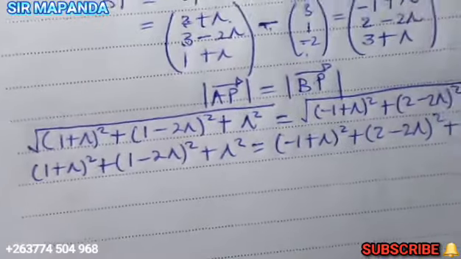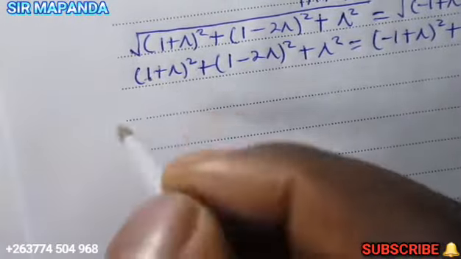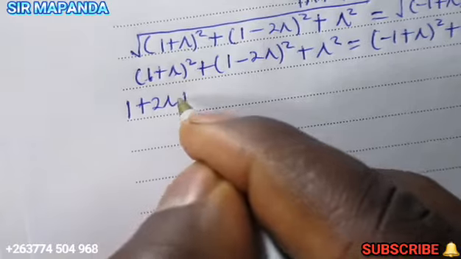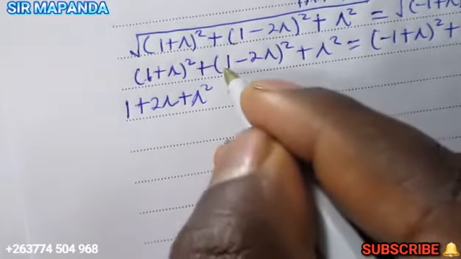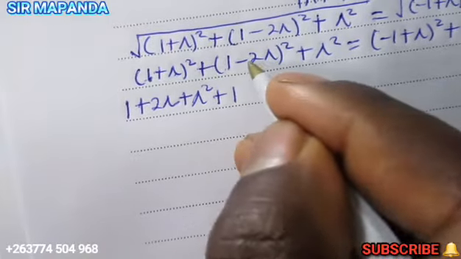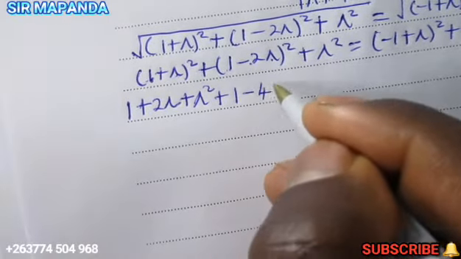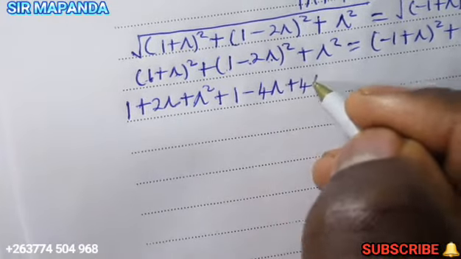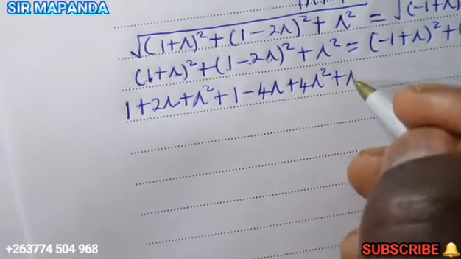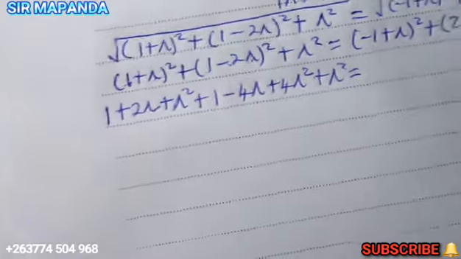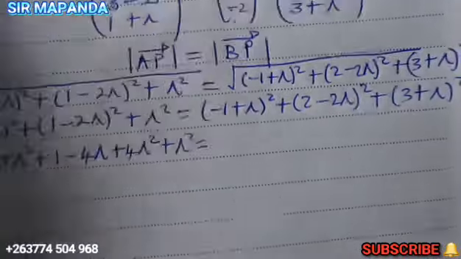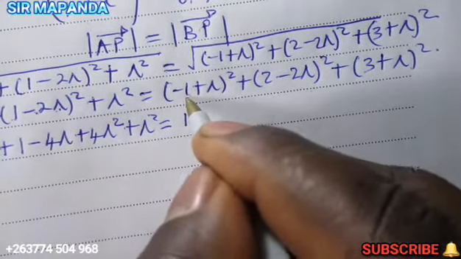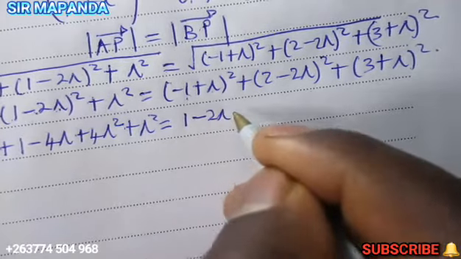Right. So I would like to expand the brackets. So 1 squared is 1. Then 1 times lambda times 2, you get 2 lambda, the middle term. Then lambda squared. Right. 1 squared is 1. 1 times minus 2 lambda times 2, you get minus 4 lambda. Minus 2 lambda squared is plus 4 lambda squared, plus lambda squared. So you are done on the left side. We move on to the right side here. The first term here is minus 1 squared. Minus 1 squared is 1. Minus 1 times lambda times 2, you get minus 2 lambda.